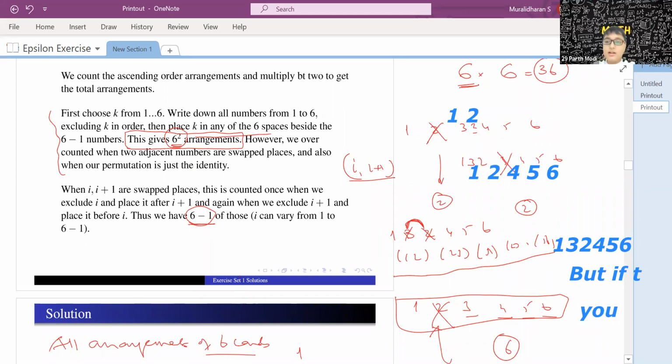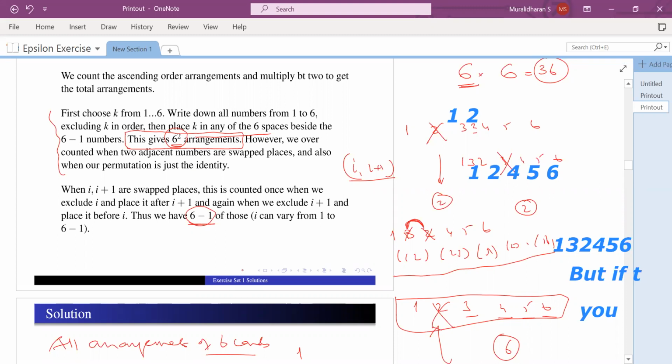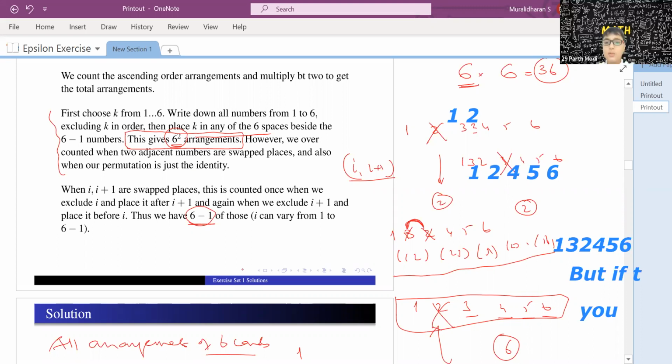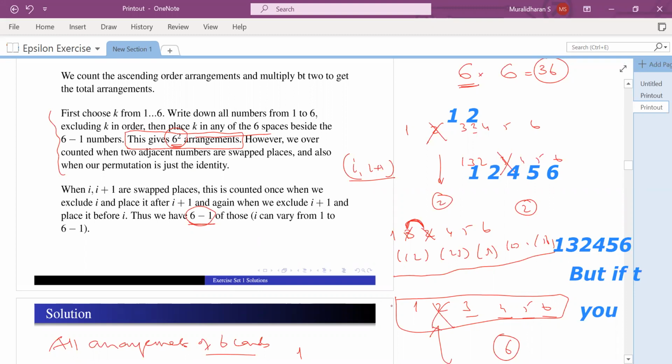So I just wanted to tell Siddharth why we are adding 1. What do you mean we are adding 1? He asked the question why, after we are subtracting 5, we are adding 1. We are not adding 1.